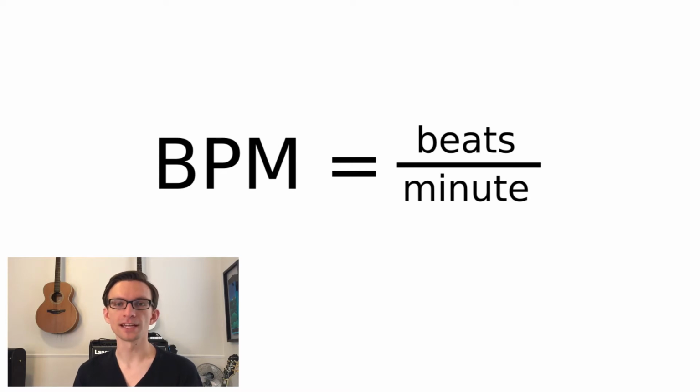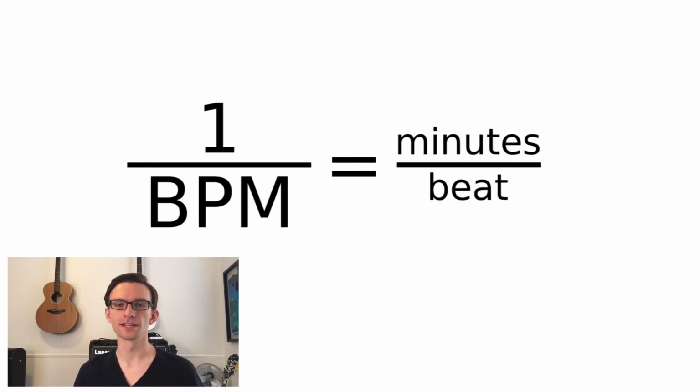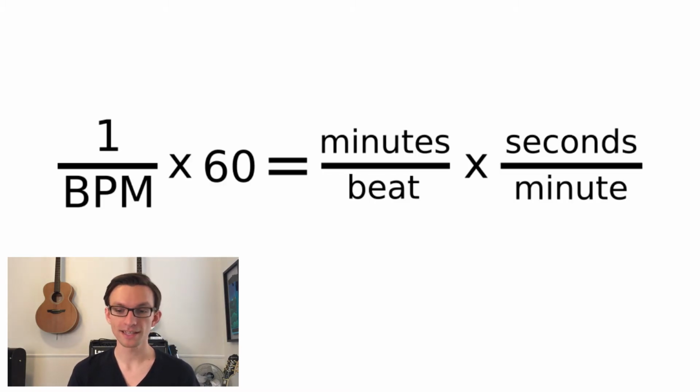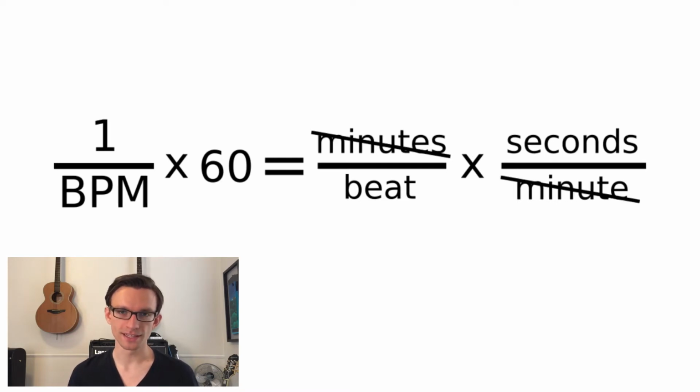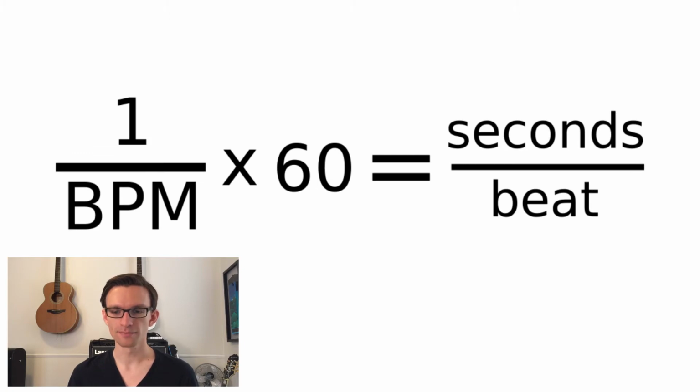We want to convert beats per minute into seconds per beat so that we know how many seconds every note in our score takes. In order to do this, we'll first want to flip beats per minute so that it's minutes per beat. We can do that just by dividing 1 by beats per minute. In order to convert minutes per beat into seconds per beat, we simply multiply by 60, since there are 60 seconds in 1 minute. The units in this expression cancel out, and we get the number of seconds per beat.